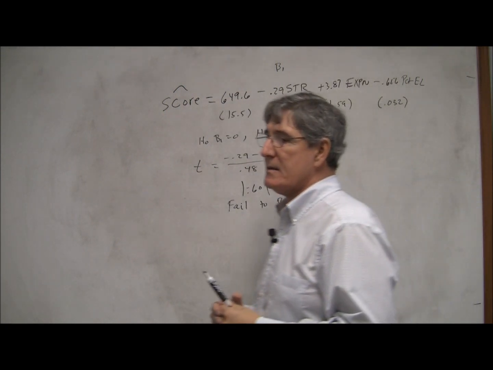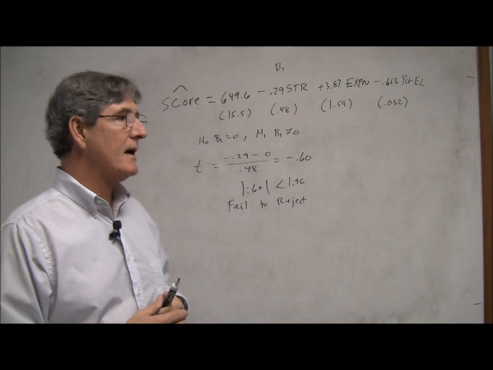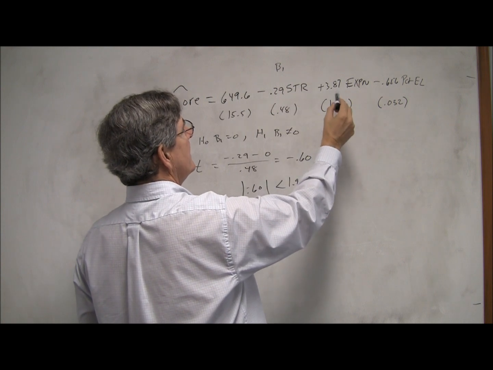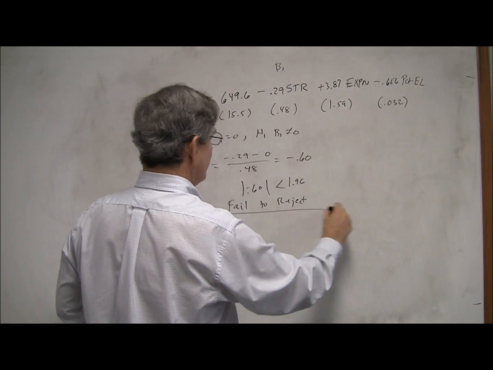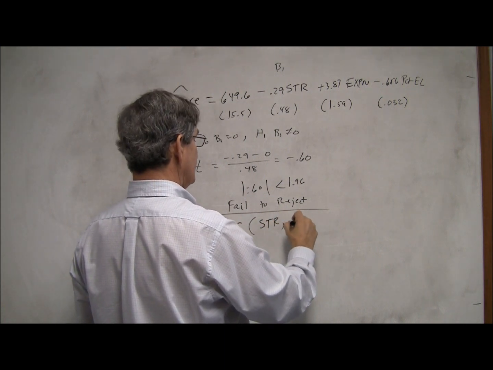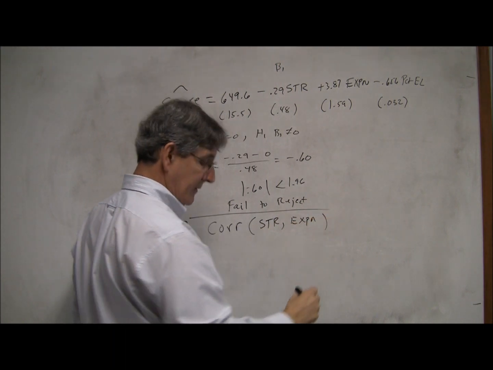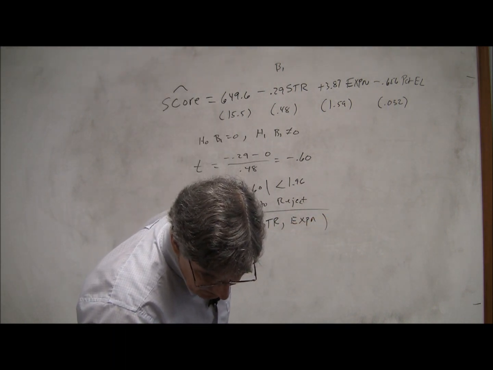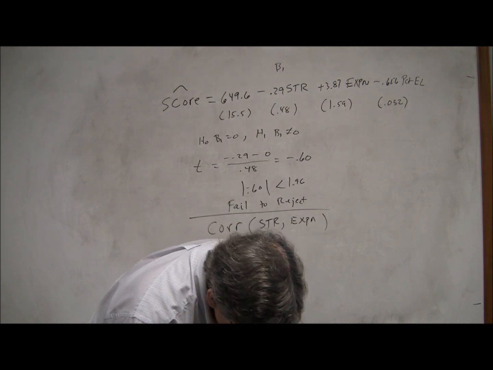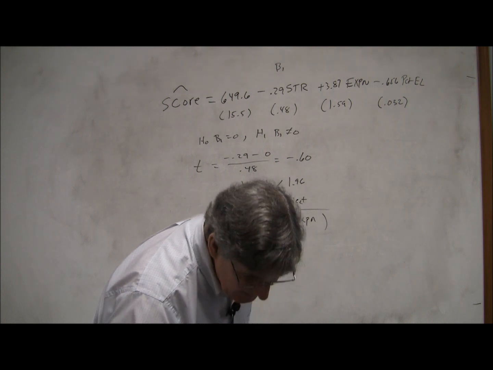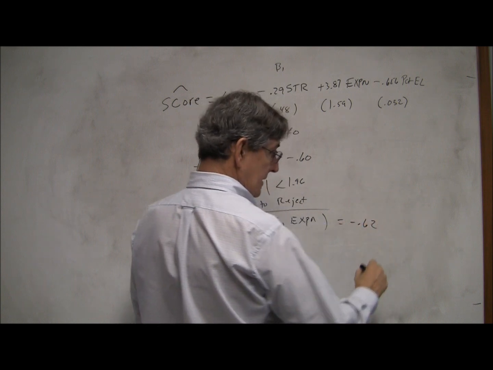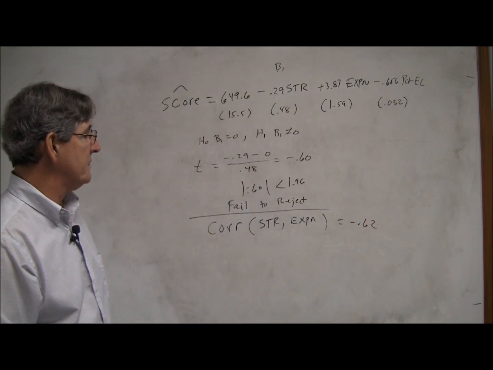And the answer to that is, in this regression, we really can't say for sure that this has no effect because it's highly multicollinear. The correlation between STR and expenditures per student, what's that equal to? I wrote it down here somewhere. Sorry. It's minus 0.62. That's a pretty high degree of correlation between those variables.